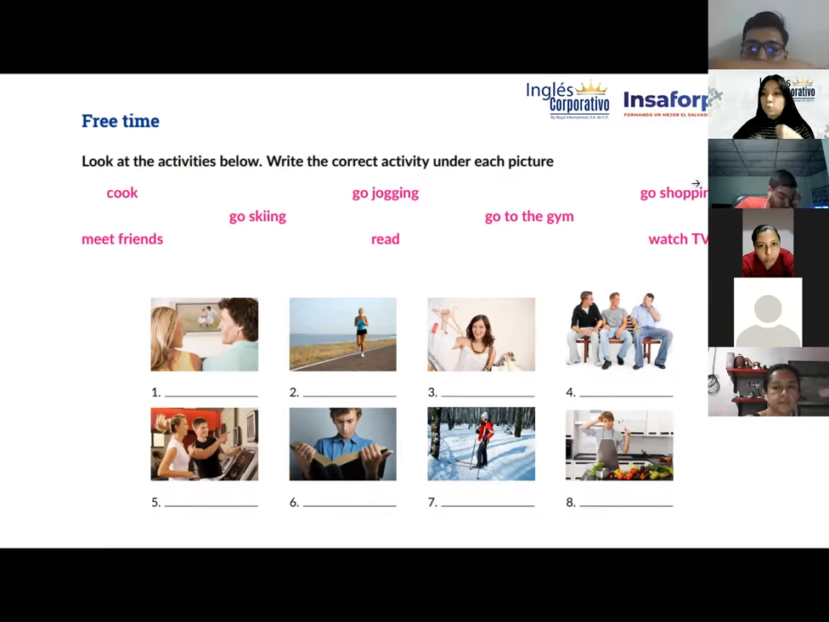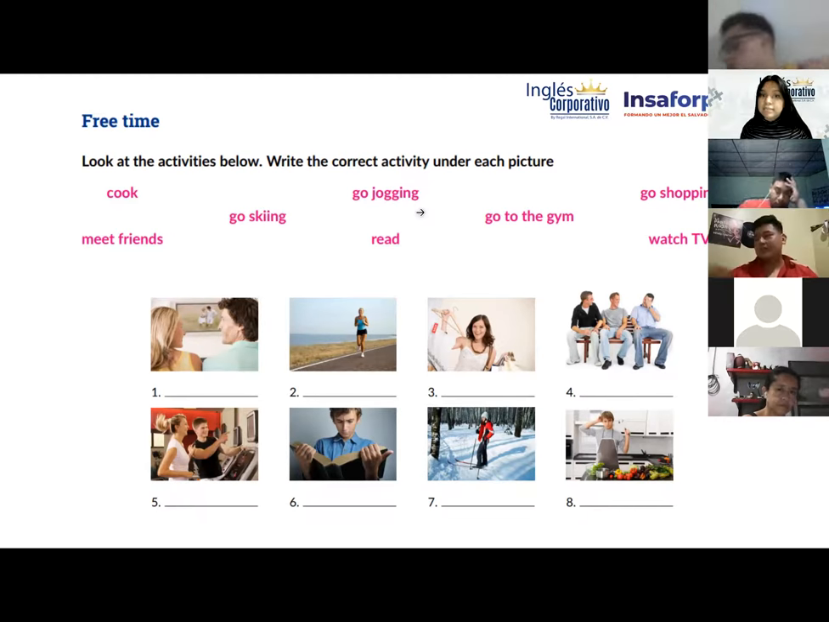How do you say ir a trotar? Number two, está trotando. So, in English, this activity is go jogging. Cuando usted ve a alguien, esa persona está trotando. Jogging. Ir a trotar. Go jogging. And then number five, go to the gym.